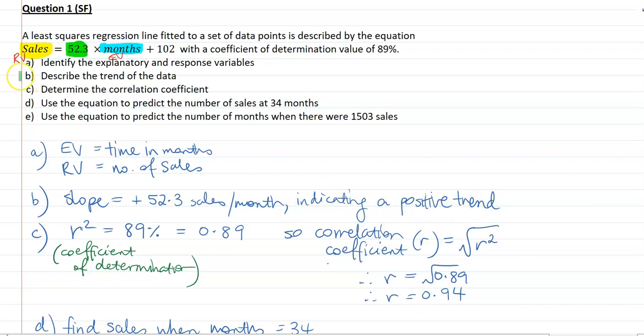For part C, this is where I can use my coefficient of determination because I know that that's the R squared value. So if I simply convert that back to a decimal, I get 0.89. So then to find my correlation coefficient, I'll simply square root that value. So my correlation coefficient is 0.94.